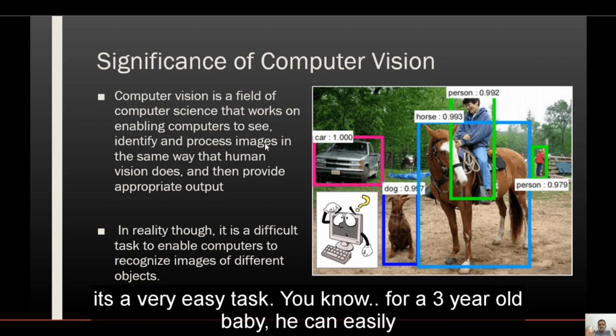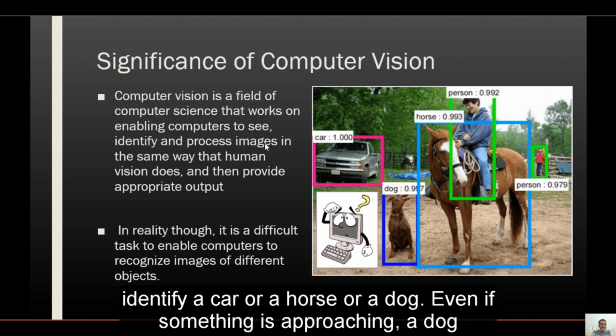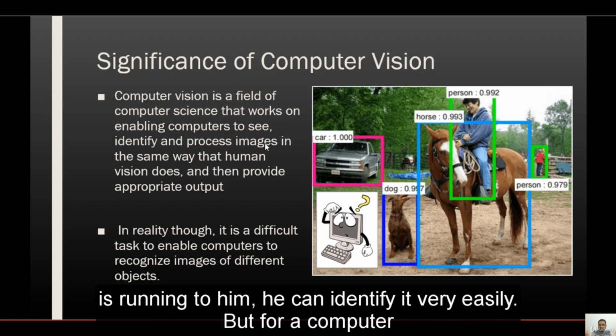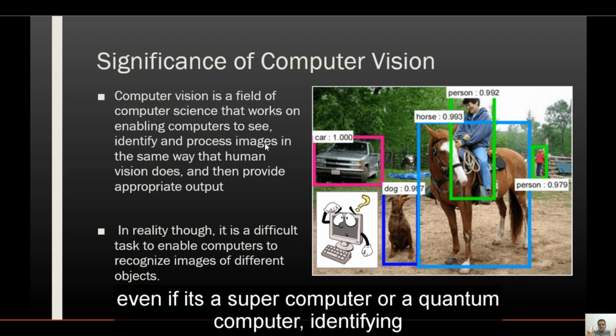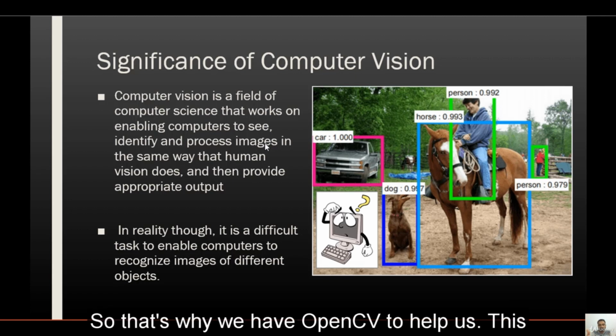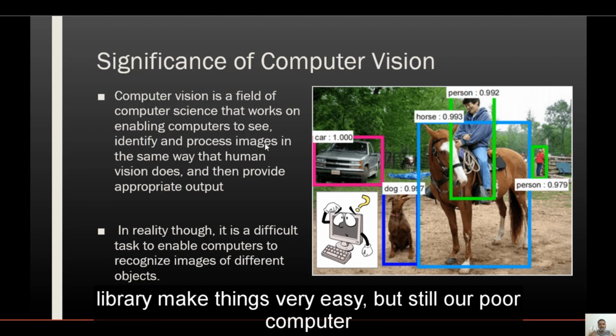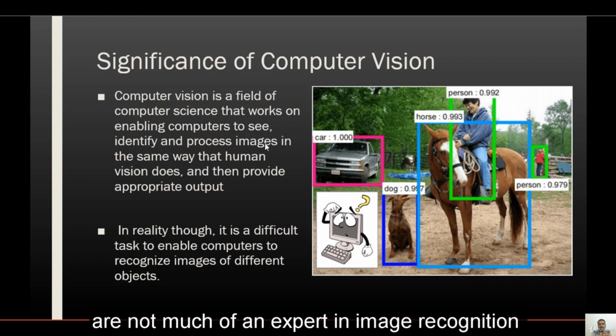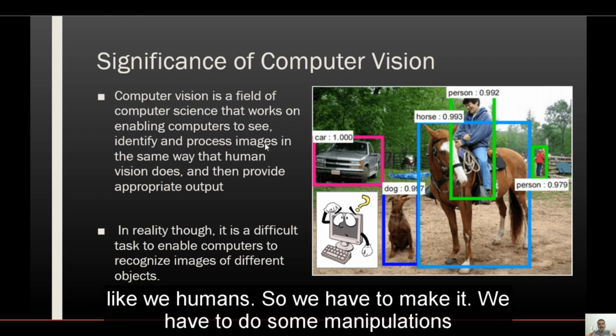And for humans, it's a very easy task. A 3-year-old baby can easily identify a car or a horse or a dog. Even if a dog is running toward him, he can identify it very easily. But for a computer, even if it's a supercomputer or a quantum computer, identifying, recognizing, and analyzing objects is a very cumbersome task. So that's why we have OpenCV to help us. These libraries make things very easy.